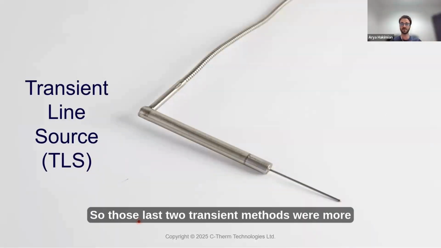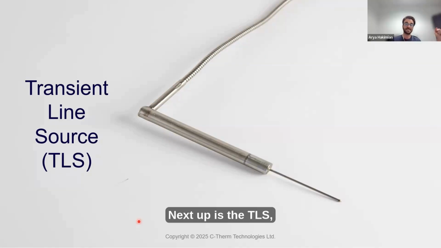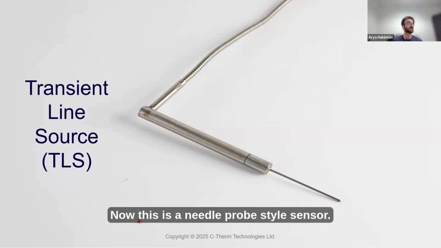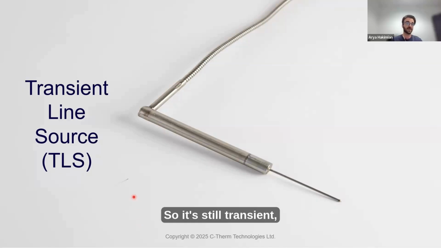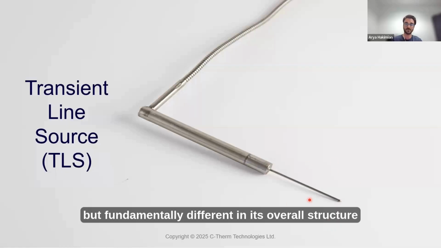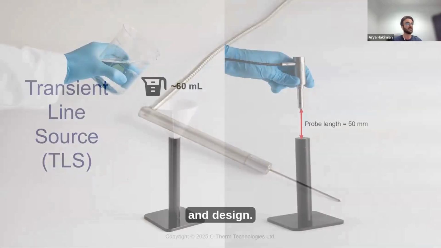So moving on here. Those last two transient methods were more flat surface-based contact measurements. Next up is the TLS, or transient line source. Now, this is a needle probe style sensor. So it's still transient, but fundamentally different in its overall structure and design.